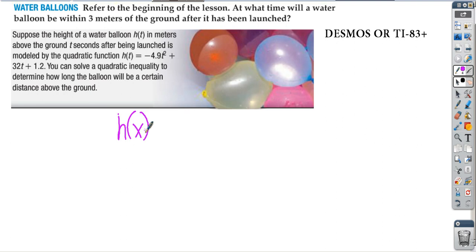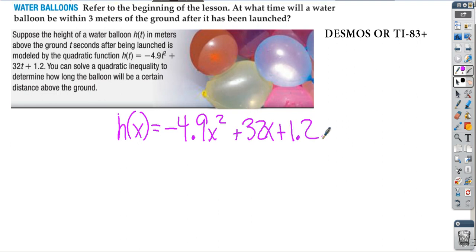We use x instead of t. H stands for height, x or t stands for time. We use x because the t's look like plus signs. Okay, so here's the question. It says, when will it be within 3 meters of the ground? Well, that means when will it be 3 meters or less.